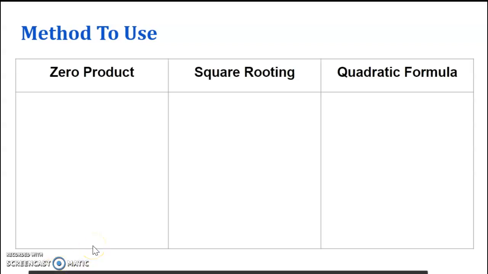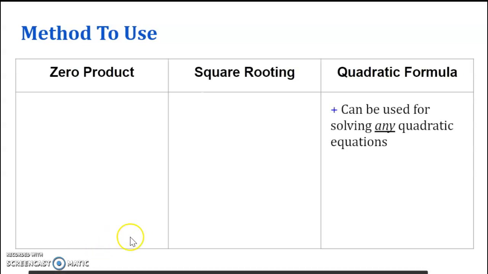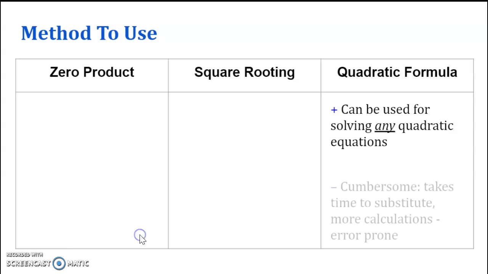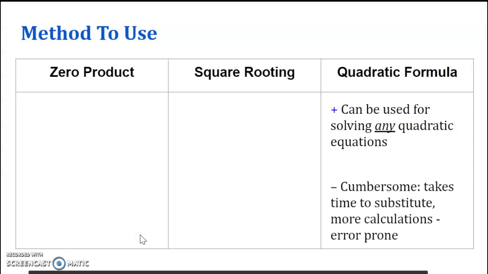So let's summarize some of the key observations from the three different methods. What are the advantages? What are the disadvantages of each method? For the quadratic formula, it can be used for solving any quadratic equation. So that's a definite pro, okay? It's for any quadratic equation. However, the con is that it is cumbersome, it takes time to substitute, and there are more calculations. That means you're more likely to make little errors here.